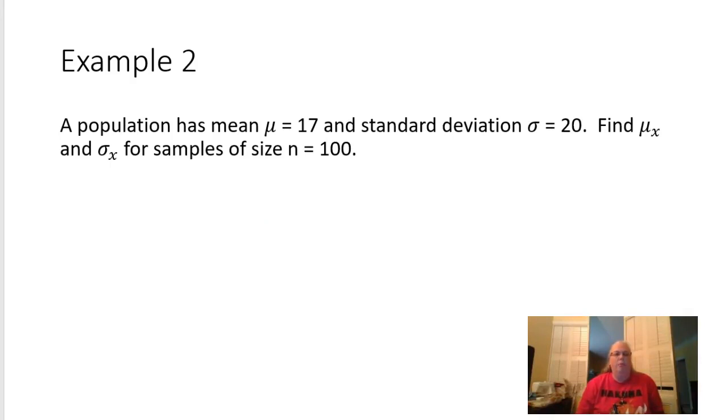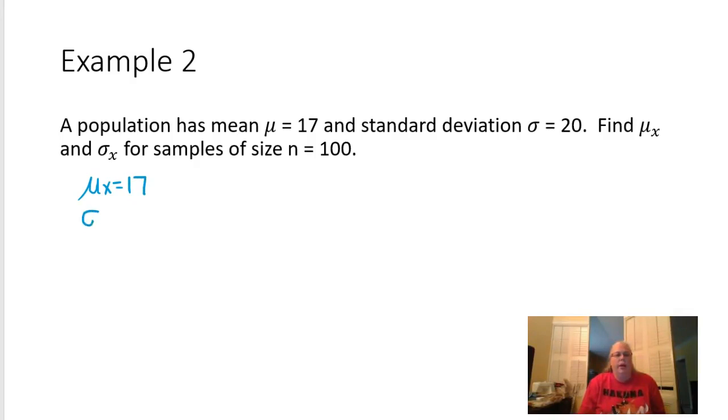Example 2. A population has mean mu equal to 17 and a standard deviation sigma equal to 20. We're going to find mu sub x and sigma sub x for samples of size n equals 100. Again, our mu sub x is just equal to whatever the population mean was. In this case, that's going to be 17.